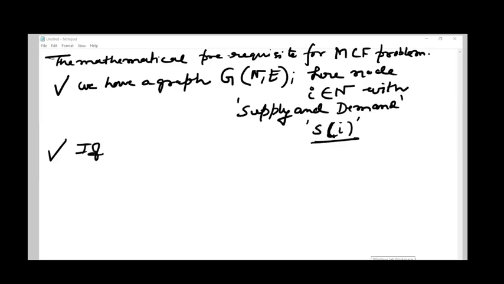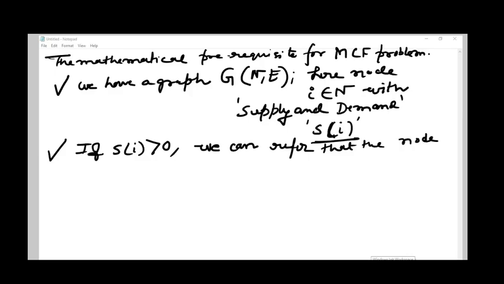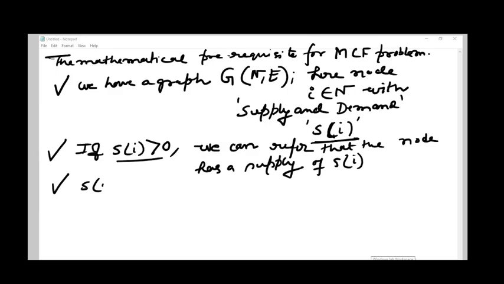Second point, if s_i is greater than 0, that means if s_i is positive, we say the node has a supply of s_i. On the contrary, if s_i is less than 0, we say the node has a demand.